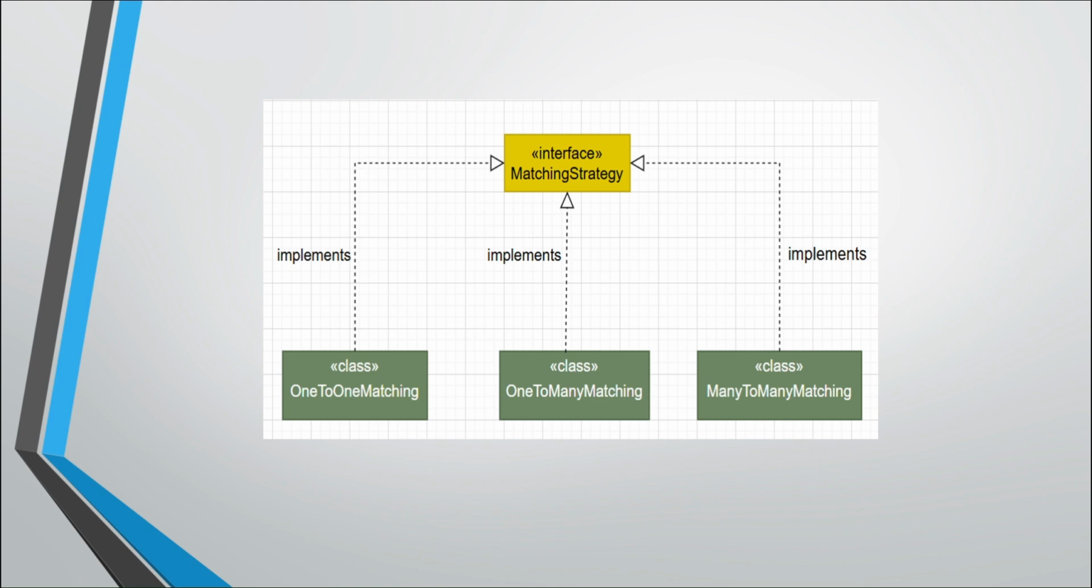Okay, so before writing the implementation, let me explain the problem once again. So the problem is that we have one interface, MatchingStrategy, and it has three implementation classes: one to one matching, one to many matching, and many to many matching. We have the requirement that when the application is started, at that time, out of these three matching strategies, only one strategy should be active. So using the @Conditional annotation, we are going to see how we can do this.